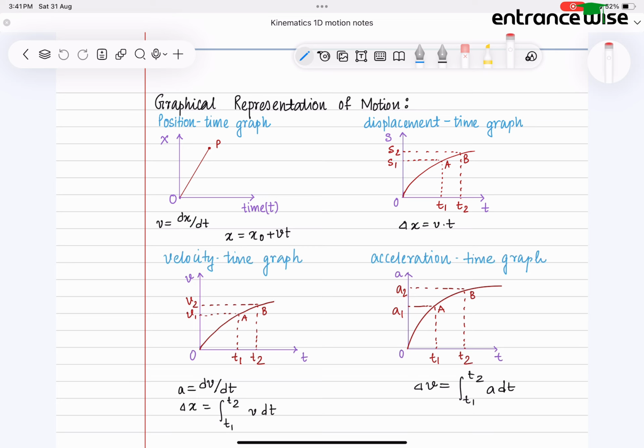Now the area under the displacement time graph between two points gives the total displacement over that period, that is this area.